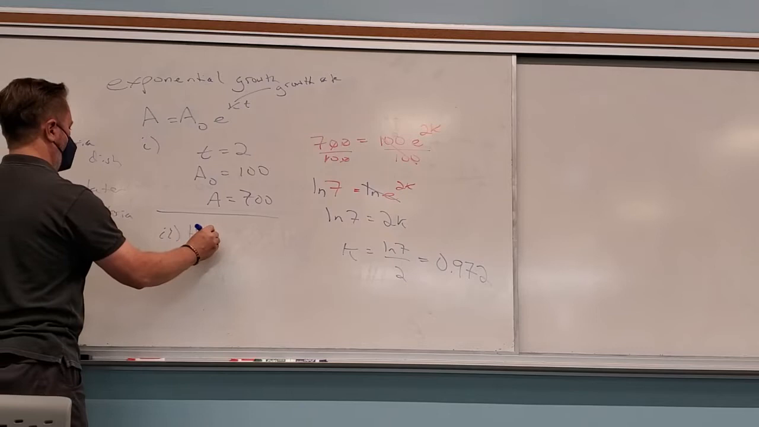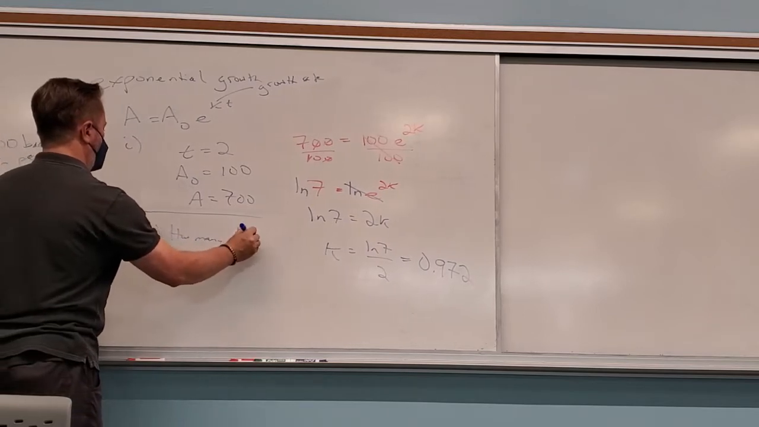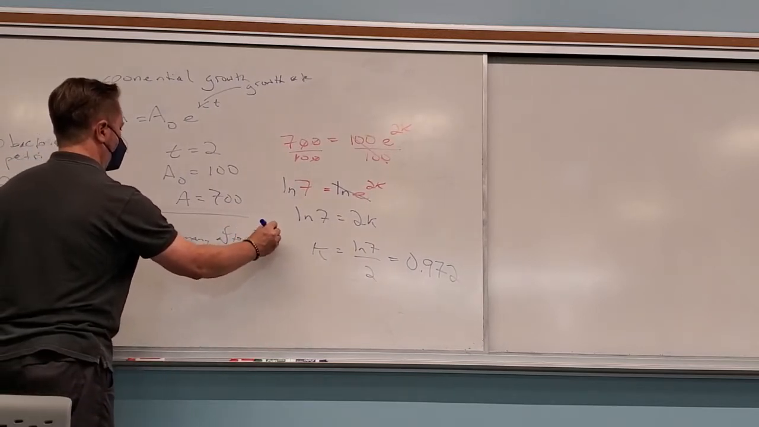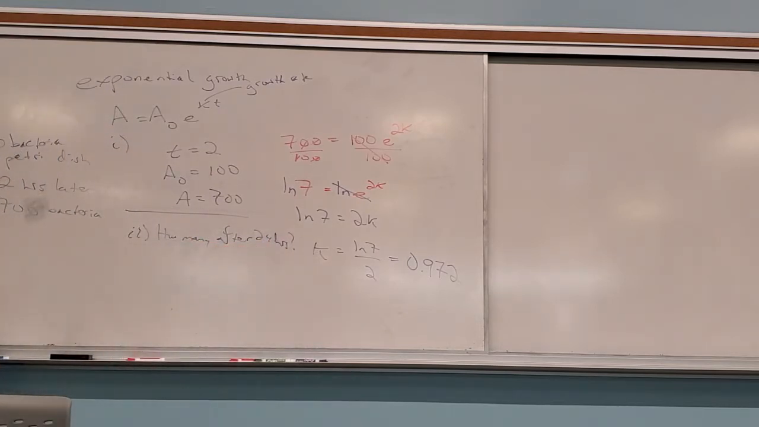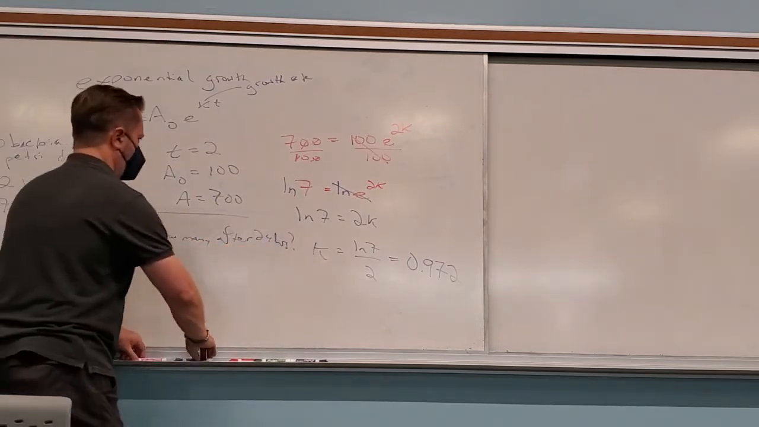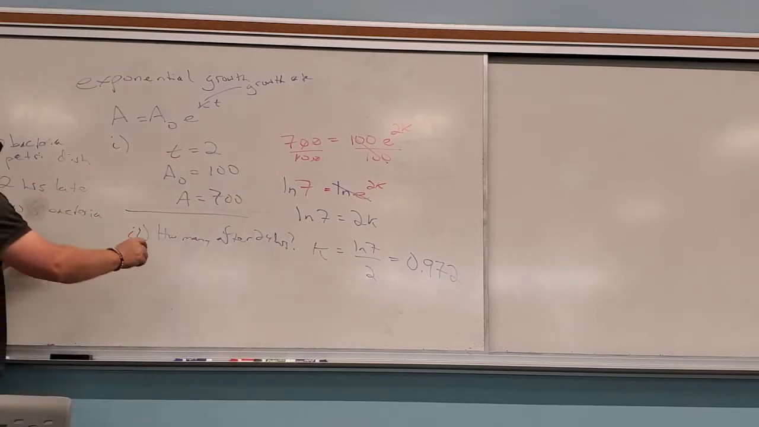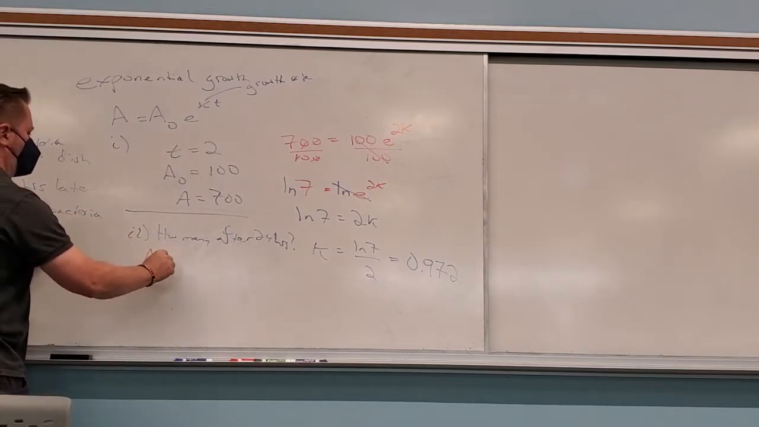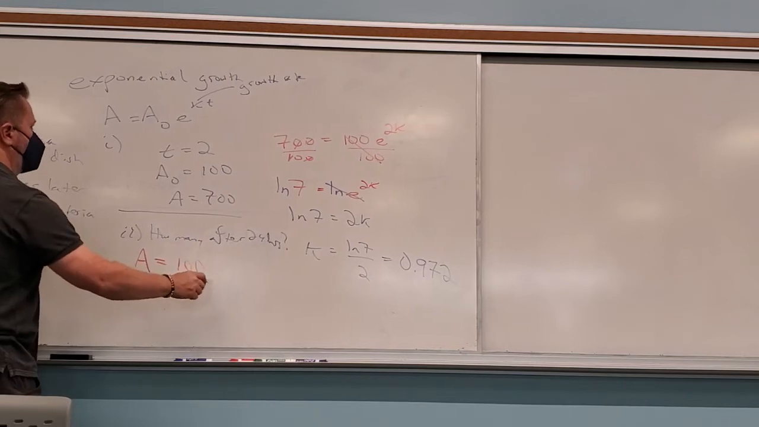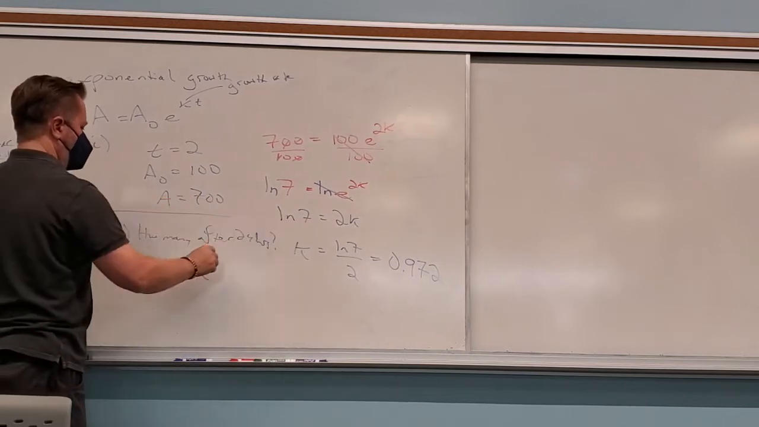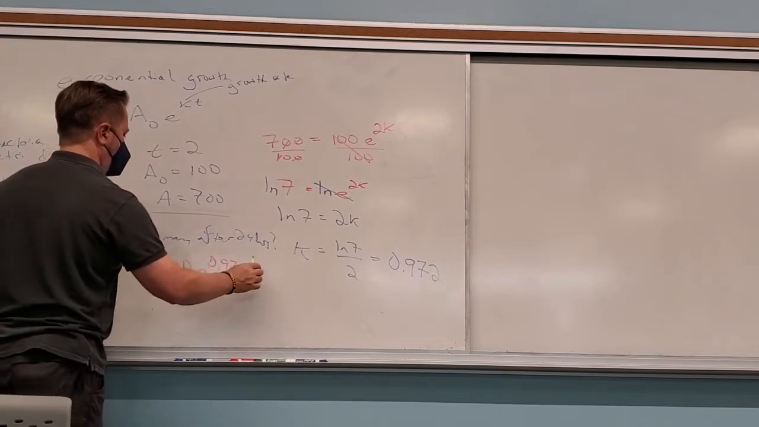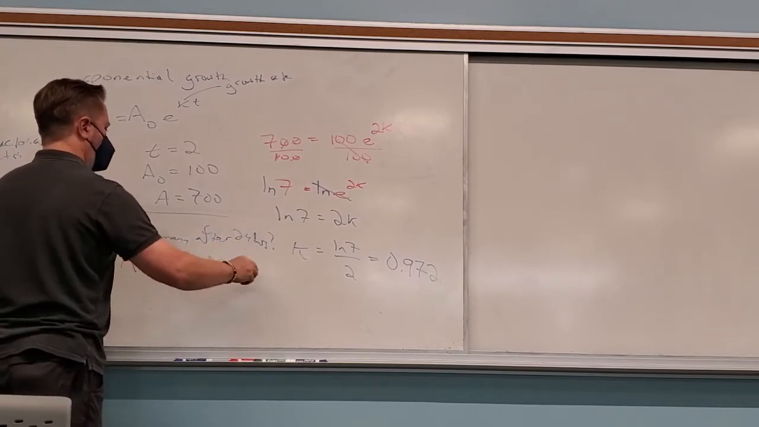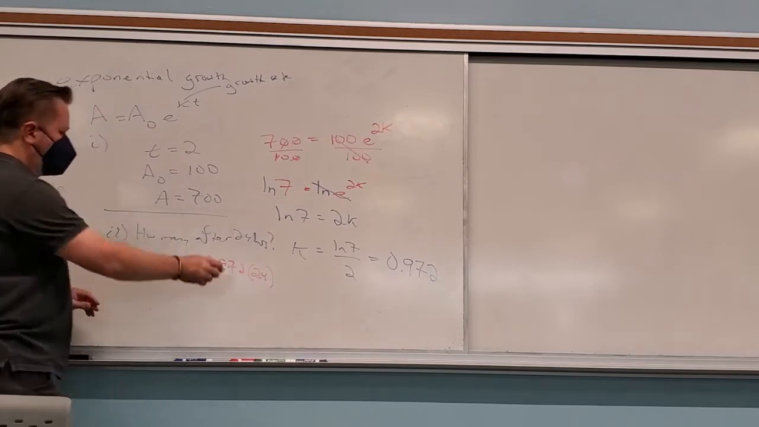How many after one day, which is of course 24 hours? How many will there be after 24 hours? Starting back at the beginning, right? I don't know how many there's going to be, but I know there was 100 to start with. And now I know k is 0.972, and I know t is 24. So now I can just plug and shove.